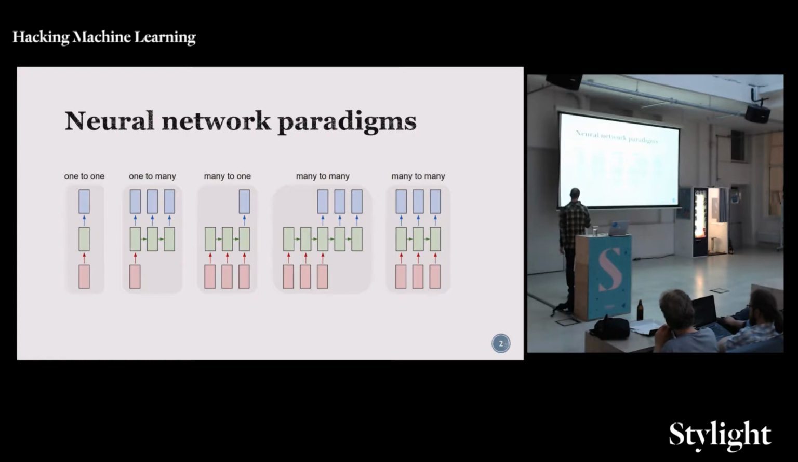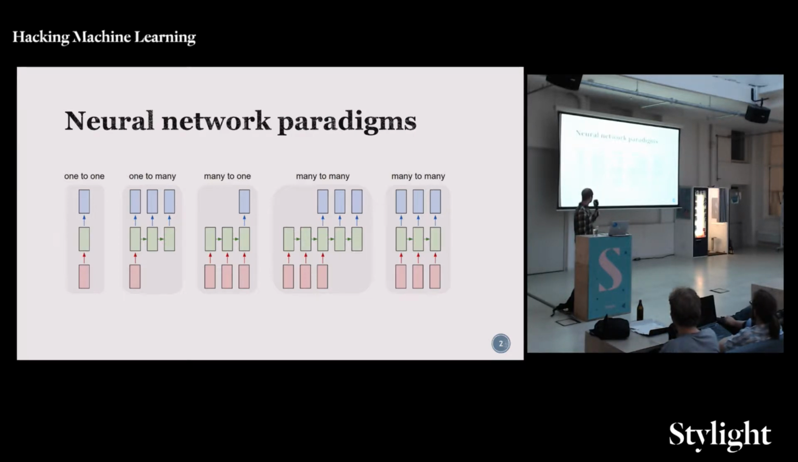One to many, you still have a static shape input, so it could still be an image. But now we have multiple outputs. A good example of this is image captioning. Here you have one image again, but the output is words describing what's happening in the image. Many to one is flipped around. You have, for example, a movie review, and you want to summarize that into a single output, for example sentiment analysis, whether it's positive or negative.